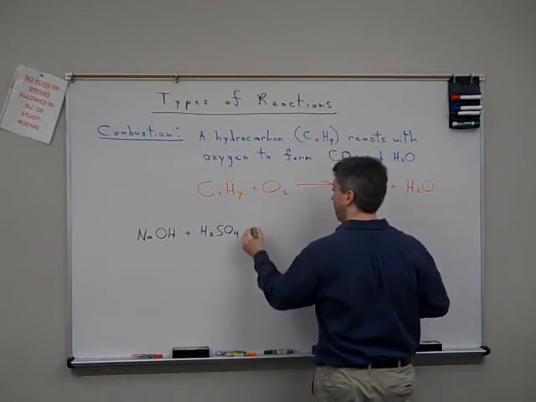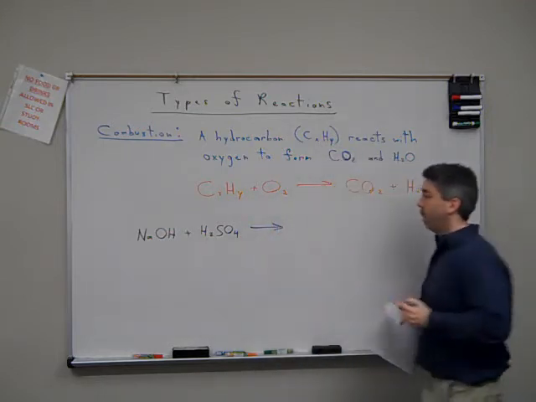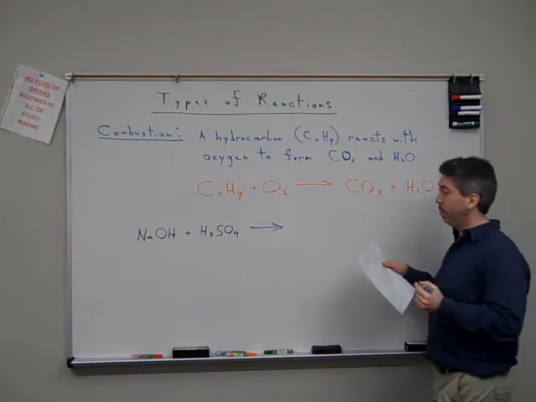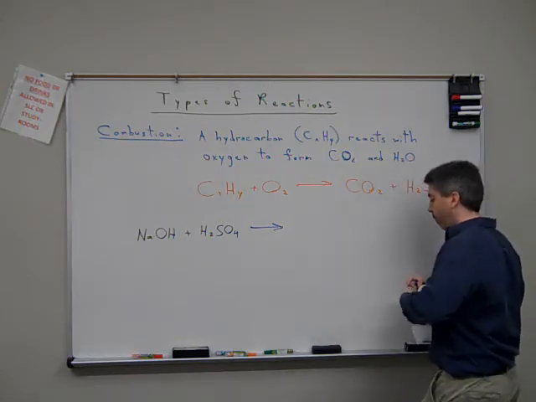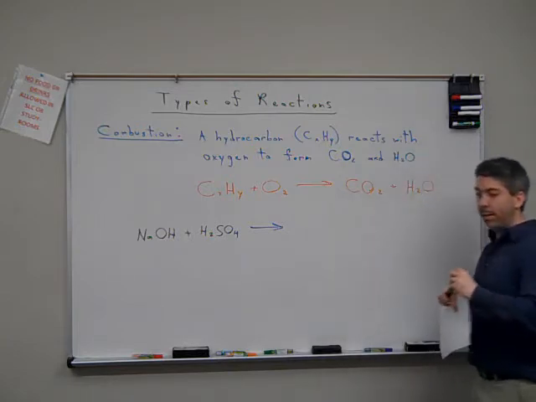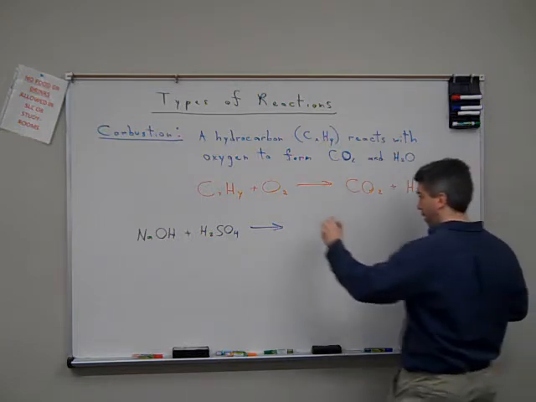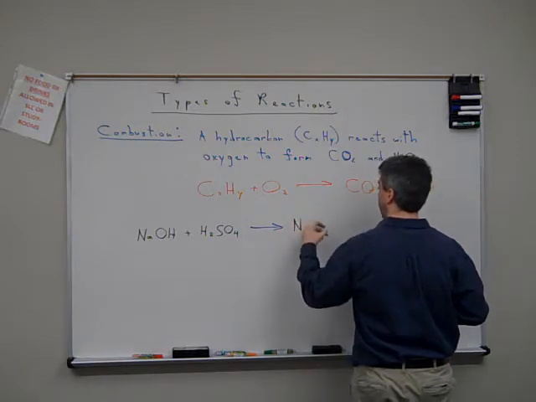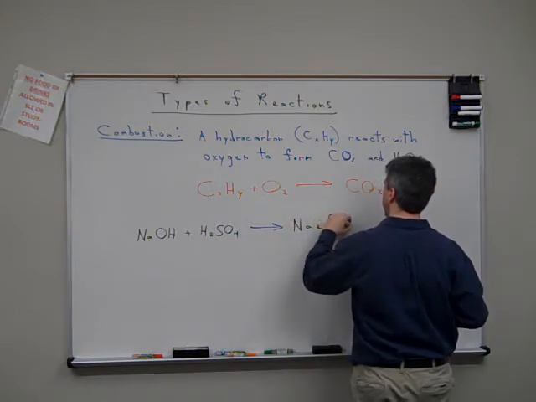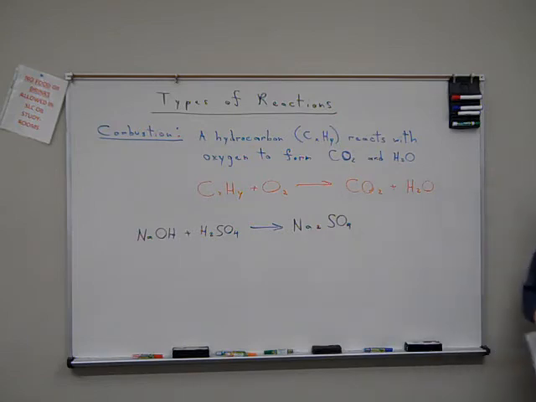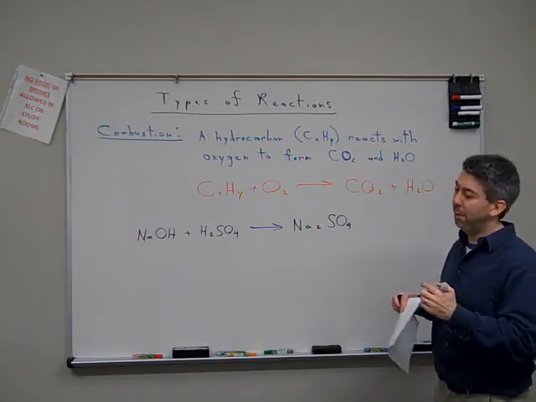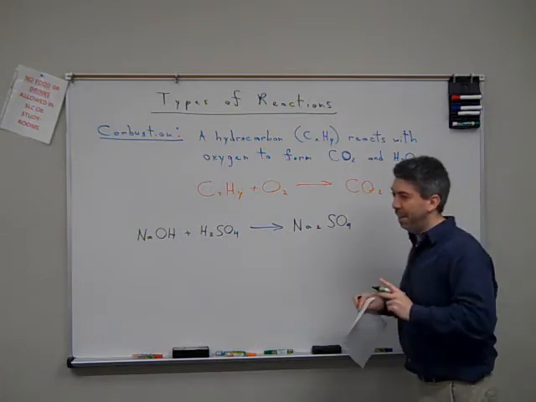Now the products are going to be what? It tells us it's sodium sulfate, right? What's the formula for sodium sulfate? Na2SO4. Once again, +1 for the sodium, sulfate's a -2. So, if you learn the crisscross method, you can use the crisscross method. I don't like it, but you can.